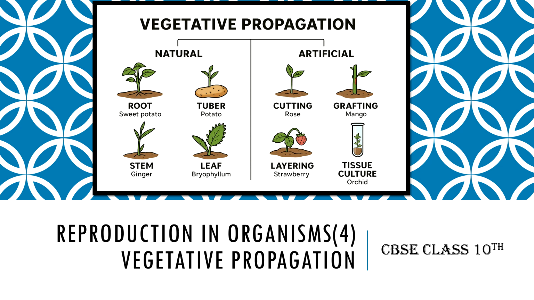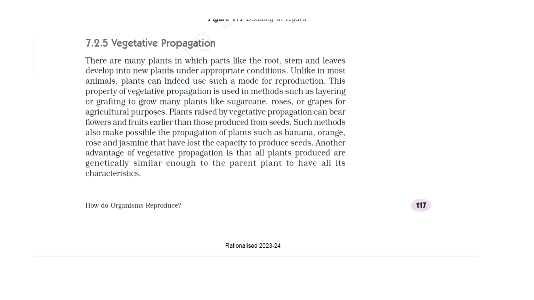So without further delay, let's get started with vegetative propagation. First, let us see what vegetative propagation is. There are many plants in which the roots, the stem, the leaves develop into new plants. Suppose a plant whose root is developing into a new plant, whose stem is developing into a new plant, or the leaf, under appropriate conditions. Unlike most animals, plants can indeed use such a mode of reproduction. This is called vegetative propagation, propagating by means of vegetative parts, right?